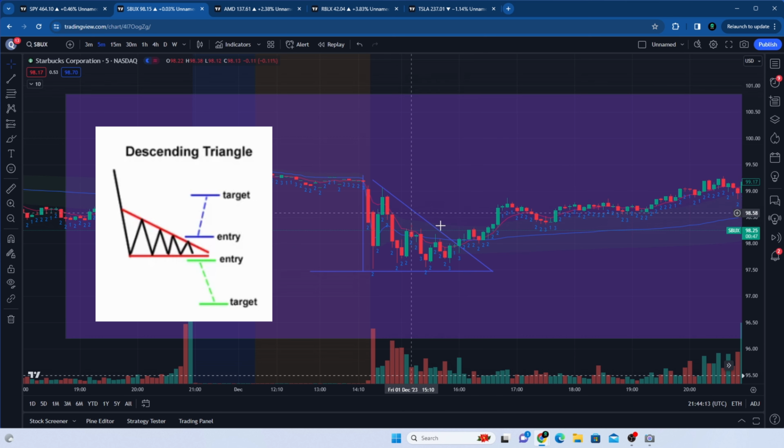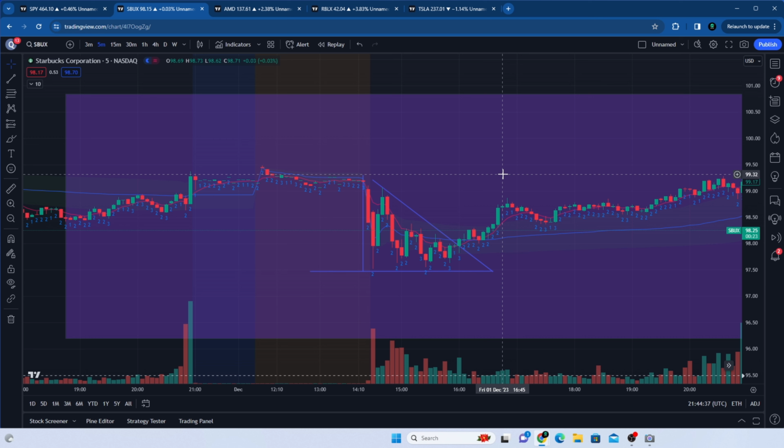Now, for descending triangles, these are going to break out either one way or the other. It could have broken out on the downside here, okay? It could have broken out down here, but this one luckily broke up. So whatever way this descending triangle breaks out, you want to play that way. If it breaks out up, play calls. If it breaks out below, play puts.